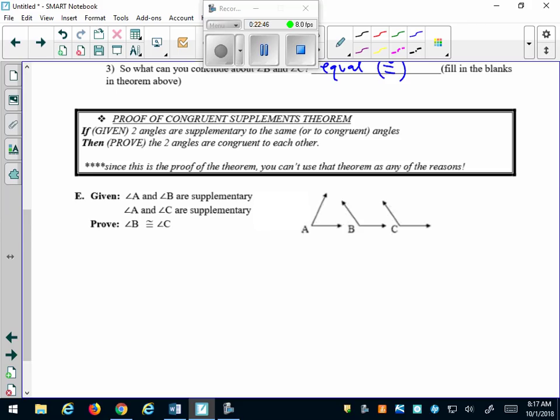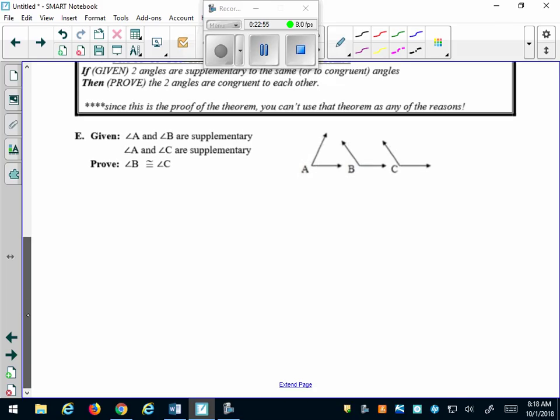Okay, so proof of the congruent supplements theorem. Again, same rule, right? We can't actually use that theorem until we've proven it, and we can't use the theorem as reasons in the proof of the theorem. But after this, you will see how the congruent supplements theorem actually makes proofs shorter and easier because you don't have to go through all of these steps every time.